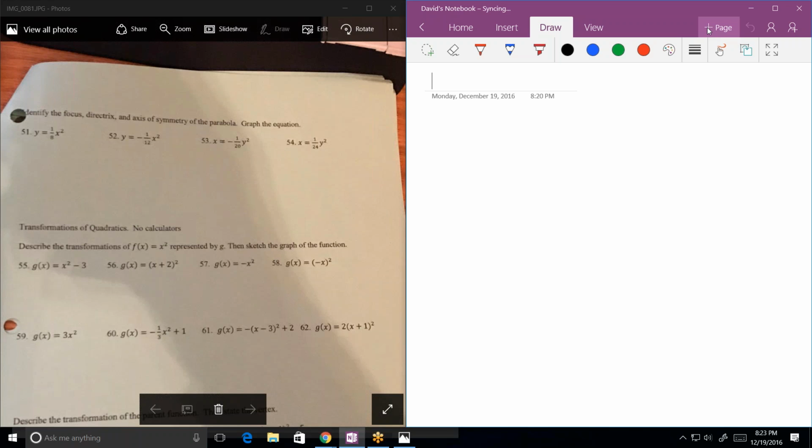vertical shrink, and then what's the +1? Up one. Vertical shift. You might get away with saying up one, but you also want to know what it's called. It's a vertical shift. Doesn't change the shape. The one shift does not change the shape. The 1/3 does change the shape. Yeah. Shrinks it.